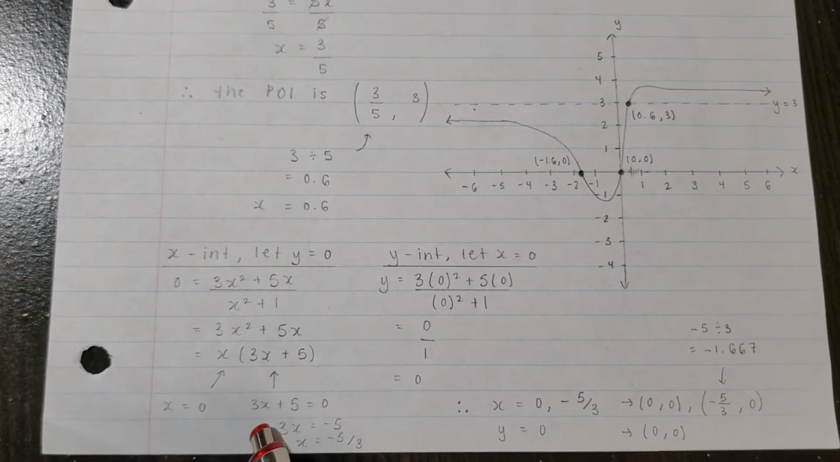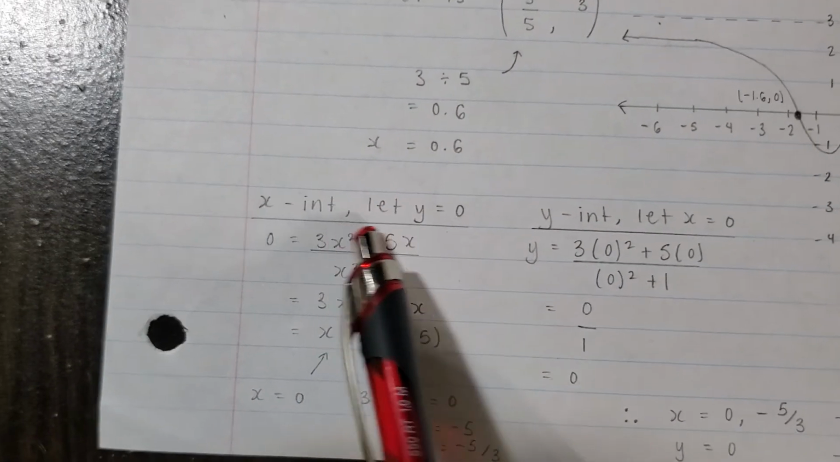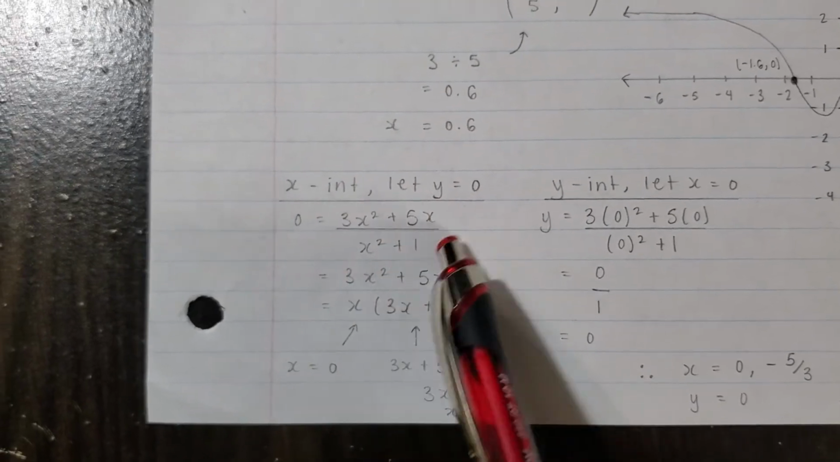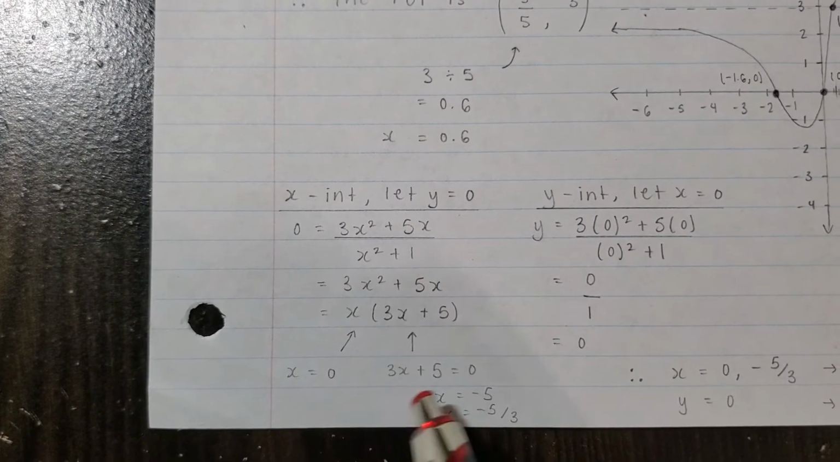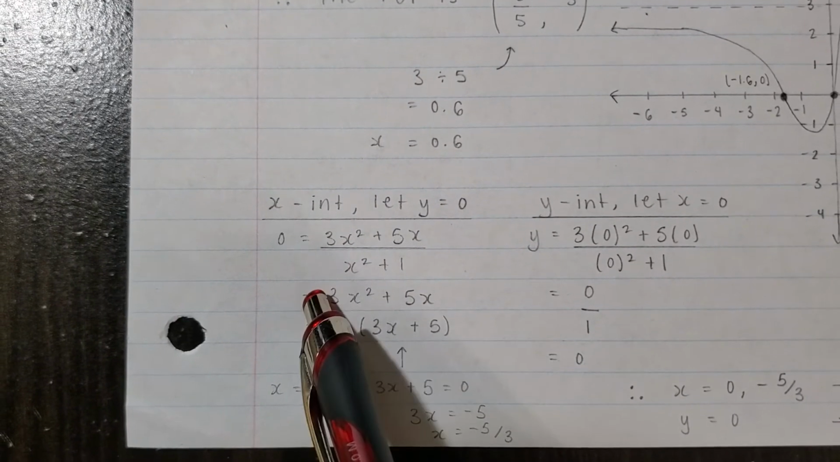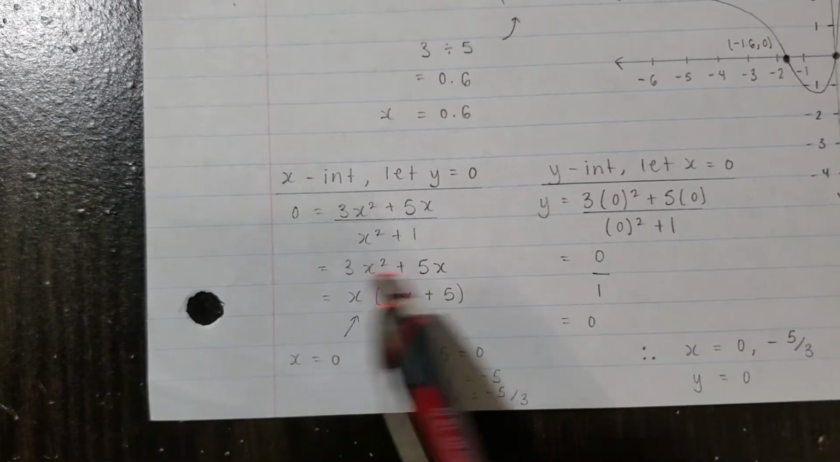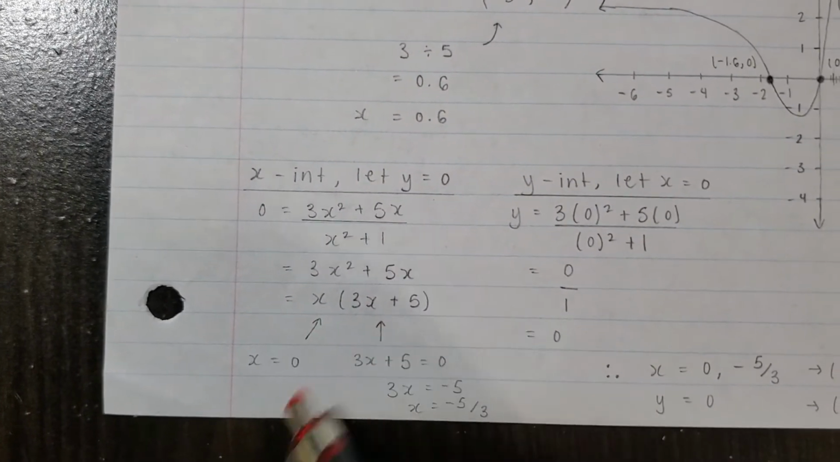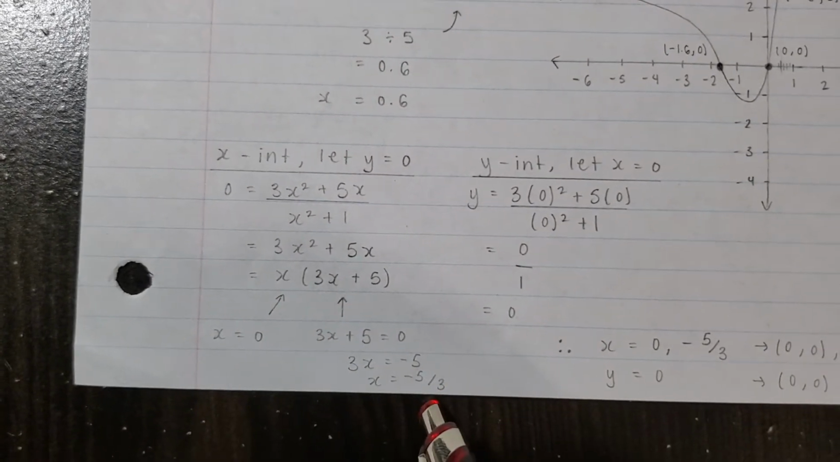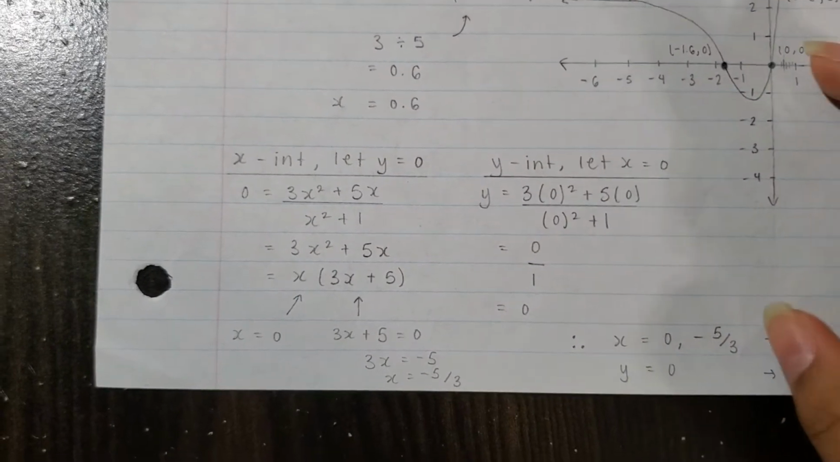After this, I found my intercepts. So for my x-intercept, I let y equal to 0. So this is my function, and I let y equal to 0. My denominator would multiply out and my numerator would be left. And then I factored out the x to find my zeros, which are 0 and negative 5 over 3.